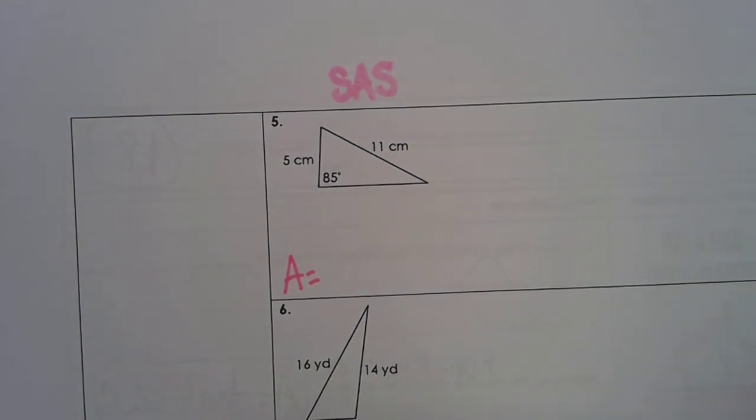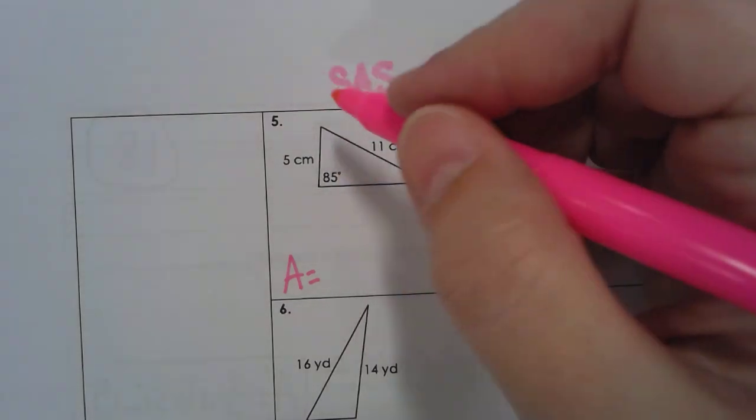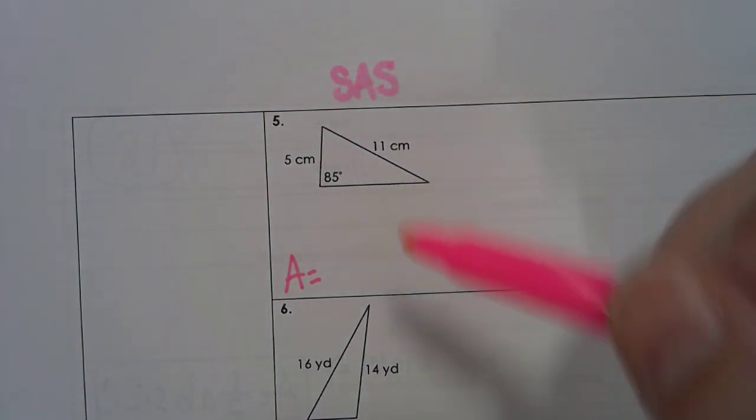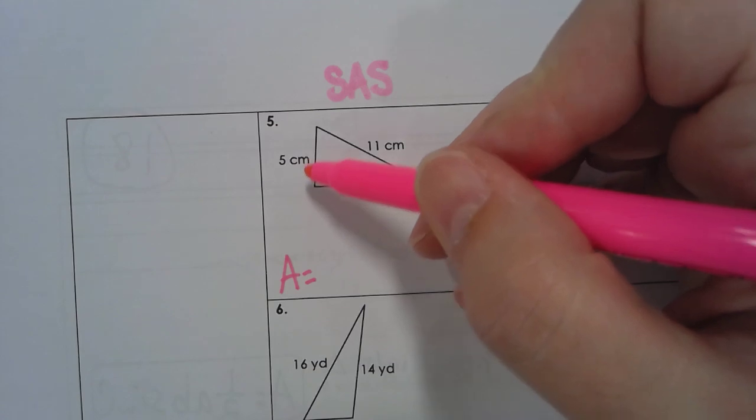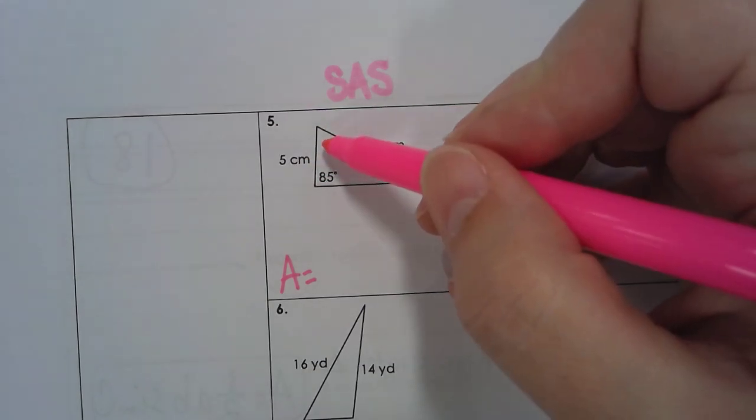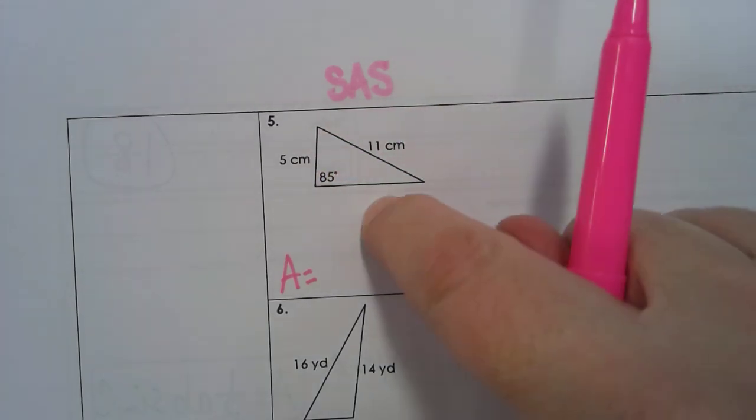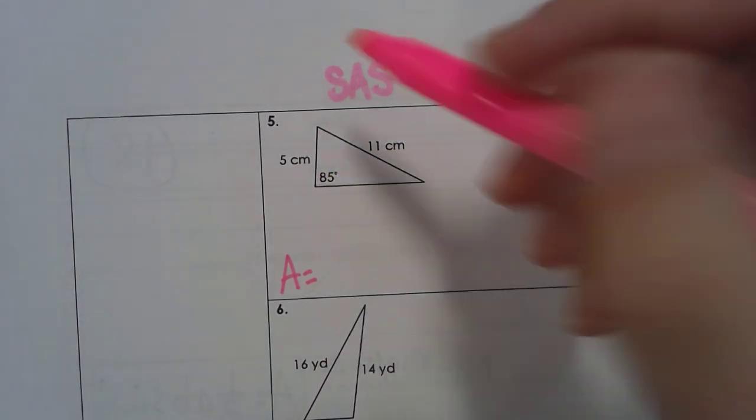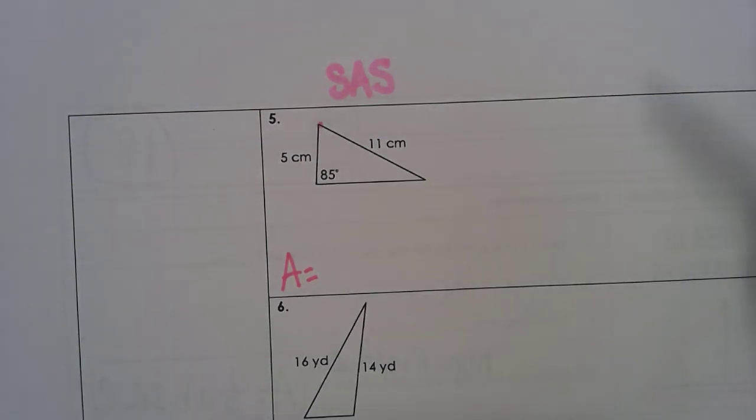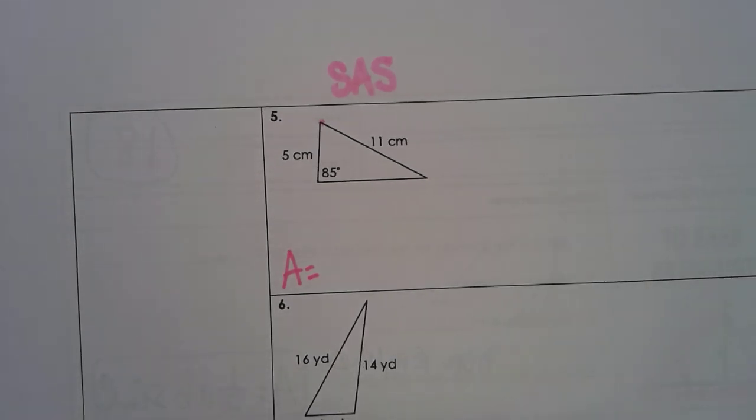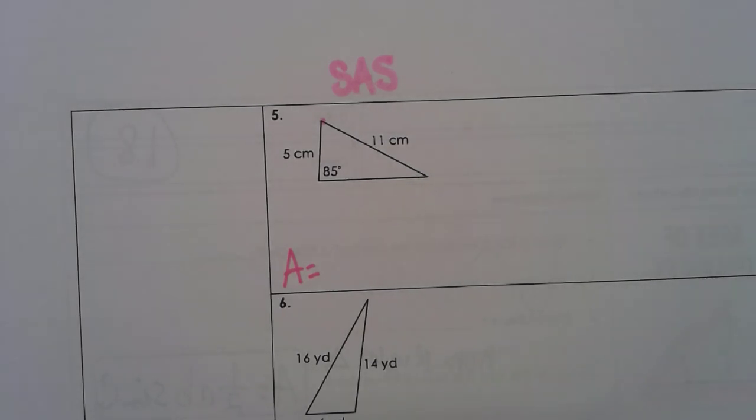Nope. So let's see. Well, we have two options. We could either use these two sides and solve for this angle in the middle, or we could use this 85 as our angle and solve for this other side. Which one do you want to do? I don't know that it really matters. The first one? Okay. Because we're going to have to use law of sines.